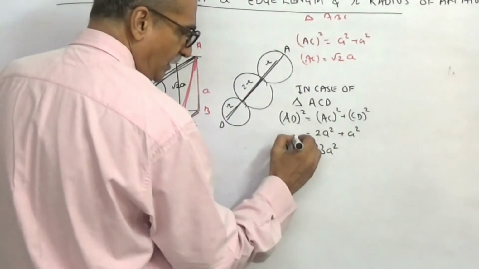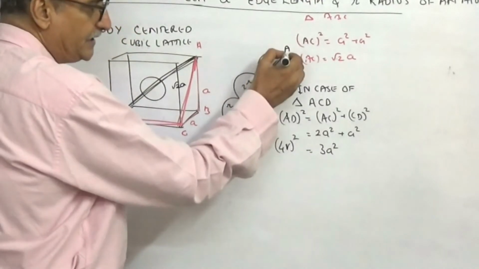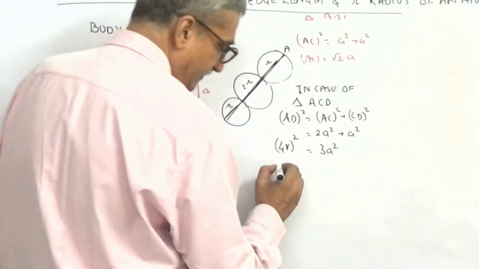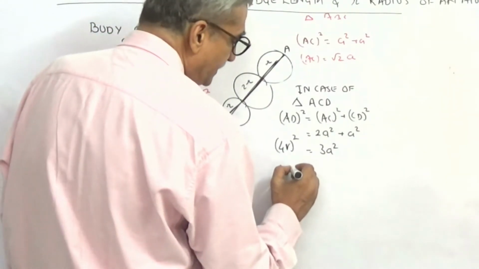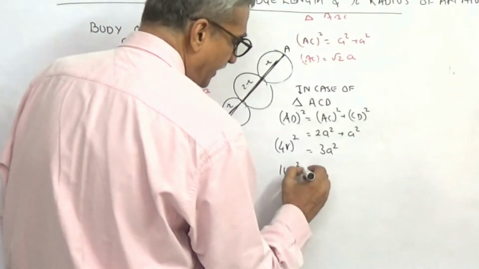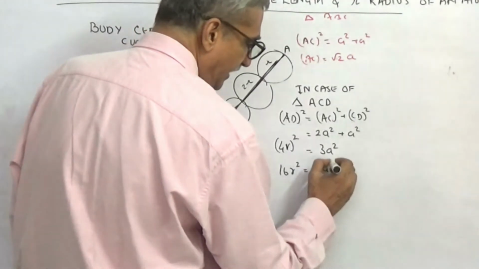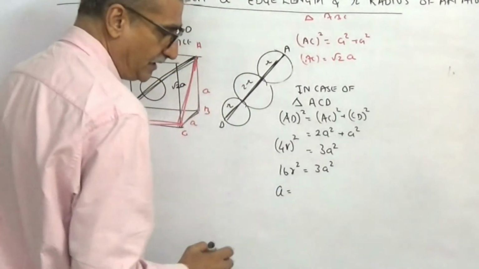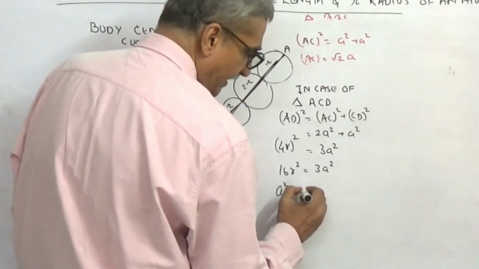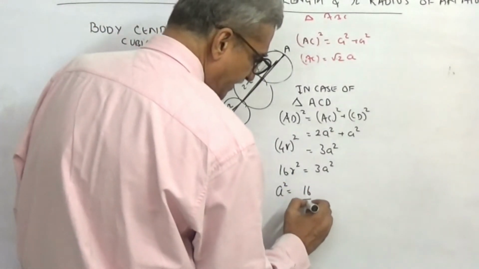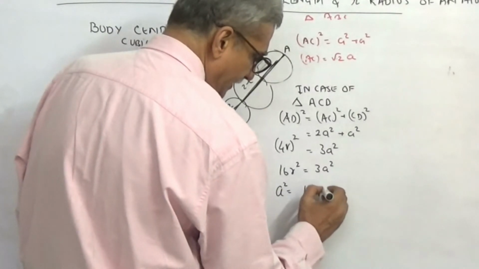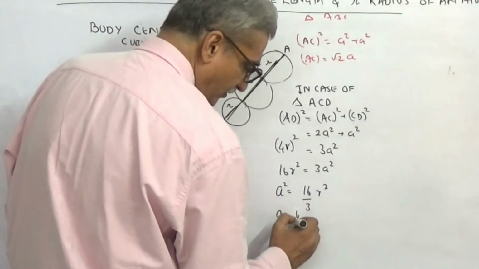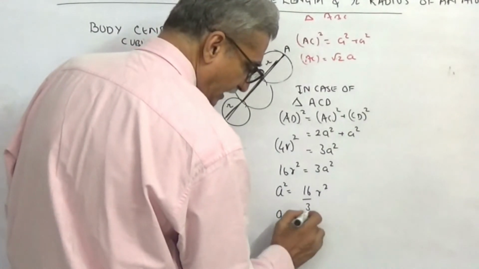So this is 4R the whole square. So your distance AD will be equal to what? 4R square. So that means 4 4s are 16. 16R square will be equal to 3A square. So your A will be equal to, now I take A square. So your A square will be 16 by 3 R square. So A will be therefore equal to 4 root 3 R.